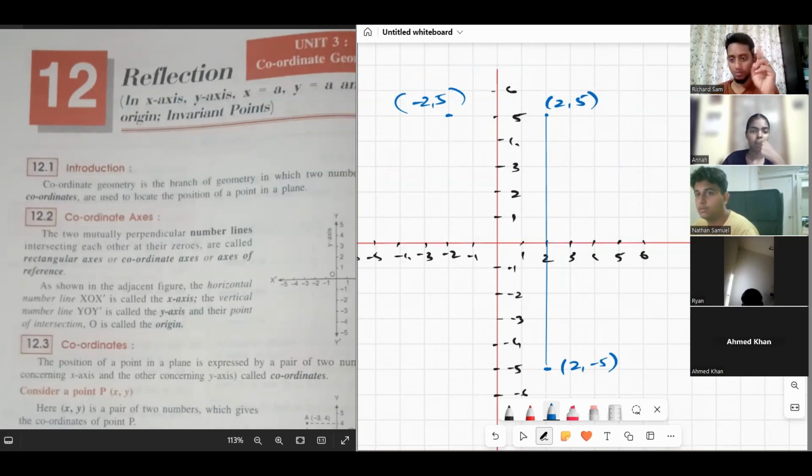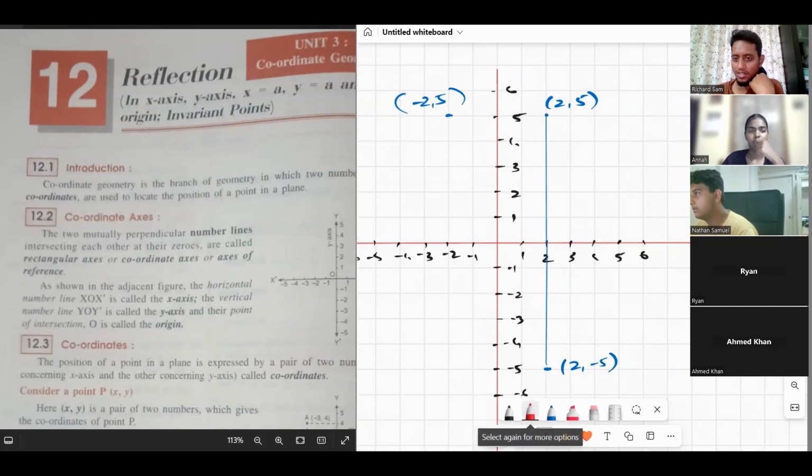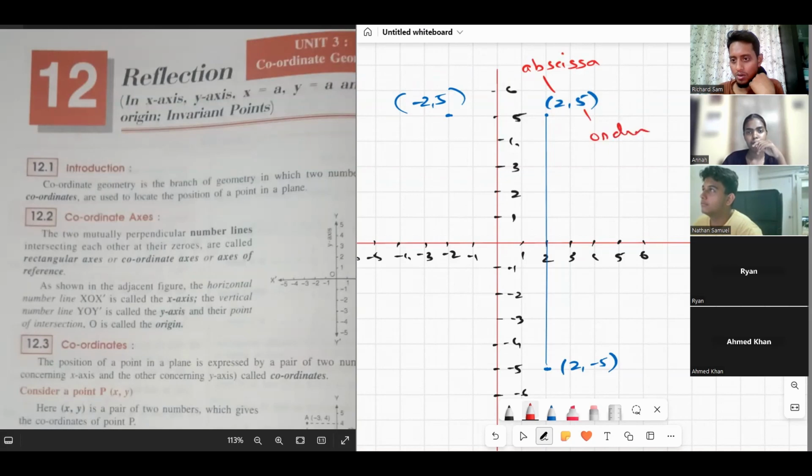We also call it abscissa and ordinate. Yes, I was just going to say that. The x coordinate is called abscissa, and the y coordinate is called ordinate. So that's the word you'll be seeing more often here.